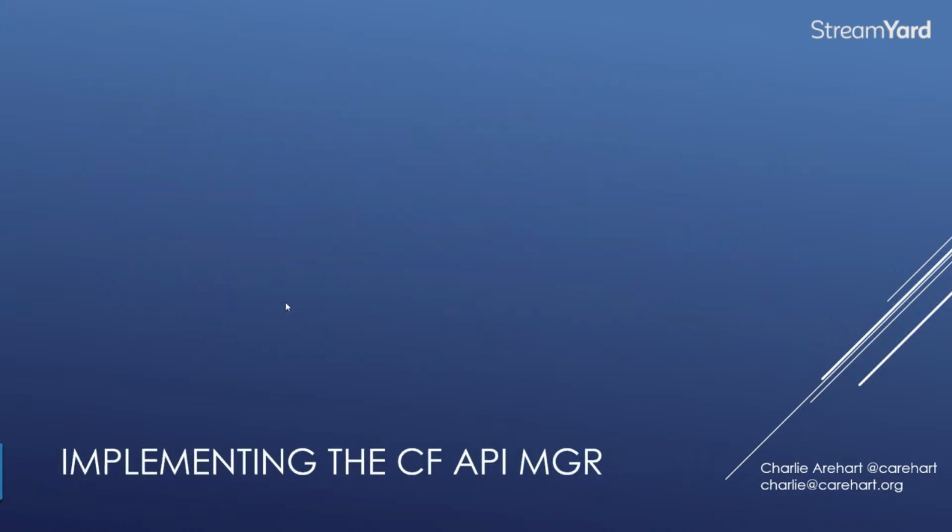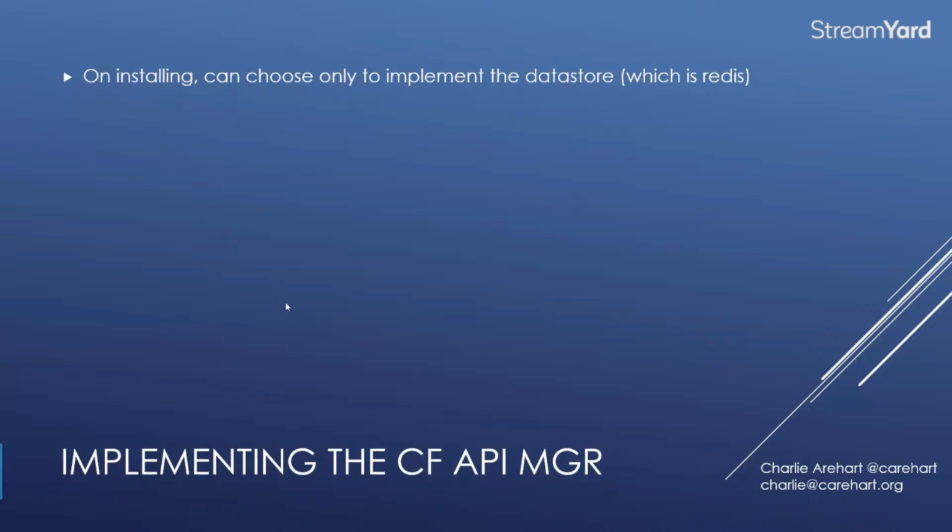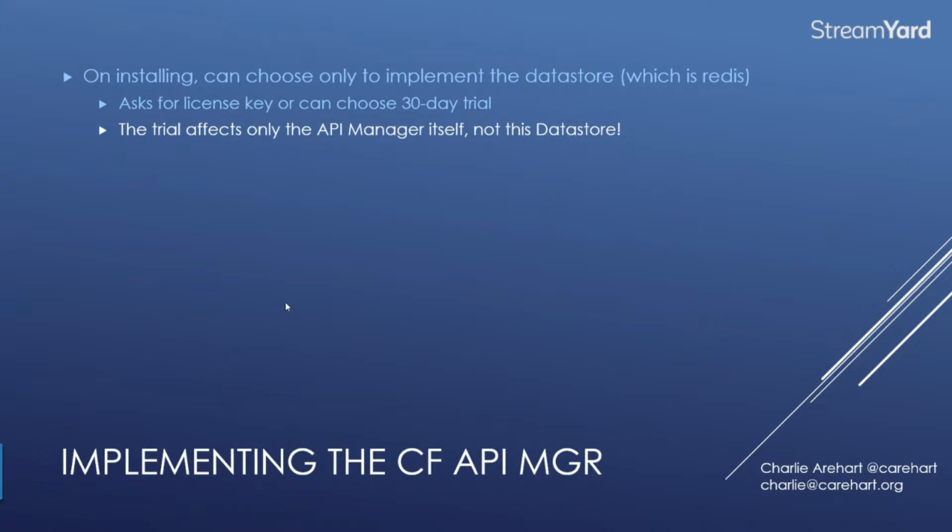All right, moving on. So you tell it to only install the data store, which again is Redis, and it will ask you for a license key. Before I do it, I just want to explain this. It will ask for a license key, or you can choose a 30-day trial, so do the trial. The trial really is only for the API Manager itself. And for ourselves, in this example discussion, we're not using the API Manager at all. So we don't care about the trial. We don't need a license. We're just using the data store service, which is Redis. And Redis is free. You don't need a license for that. So again, you're getting an older one, but it's going to be implemented.